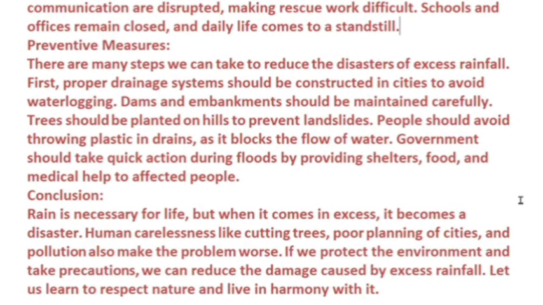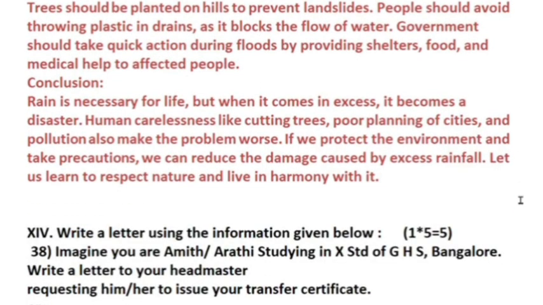Conclusion: rain is necessary for life. When it comes in excess, it becomes a disaster. Human carelessness, like cutting trees, poor planning of cities, and pollution, also makes the problem worse. If we protect the environment and take precautions, we can reduce the damage caused by excess rainfall. Let us learn to respect nature and live in harmony with it.